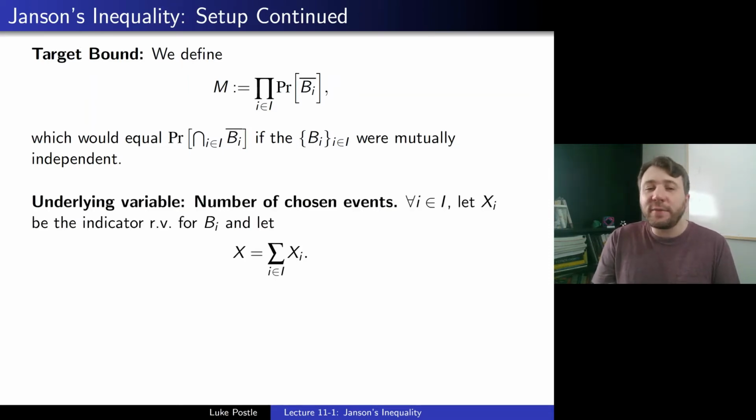And then the underlying variable that is of interest, so we won't necessarily use, but I'll just make a note of it, is the number of chosen events. So really you should think that each set is somehow an event, and we want to count how many events happen.